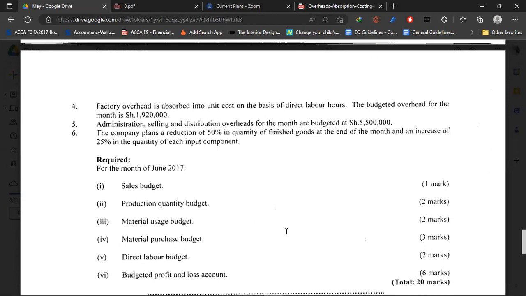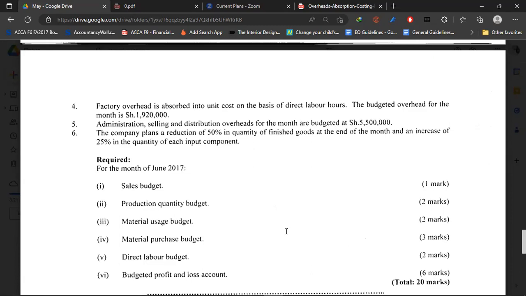shillings. The company plans a reduction of 50% in quantity of finished goods at the end of the month and an increase of 25% in the quantity of each input component required. For the month of June 2017, prepare the sales budget, production quantity budget, material usage budget, material purchase budget, direct labor budget, and budgeted profit and loss account.